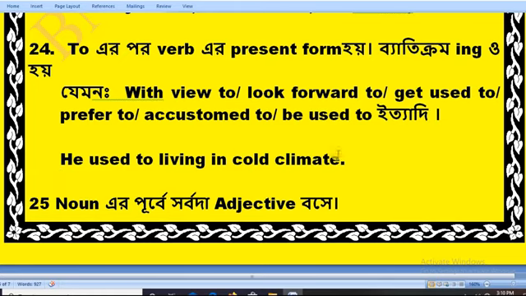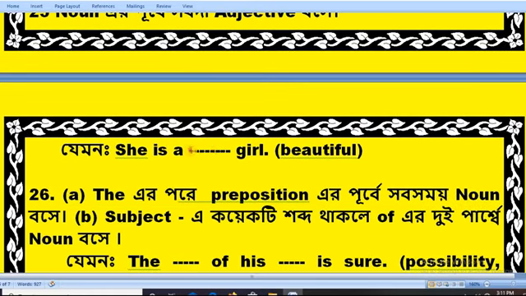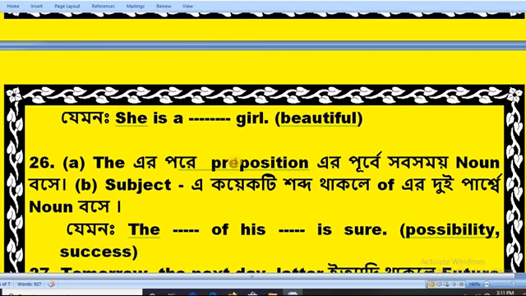After noun and before noun, if you see any gap, and before the gap if you see any article, then what do you use here? You have to use here an adjective. She is a best girl. She is a good girl. She is a beautiful girl, right? Okay, these will be the correct answers.